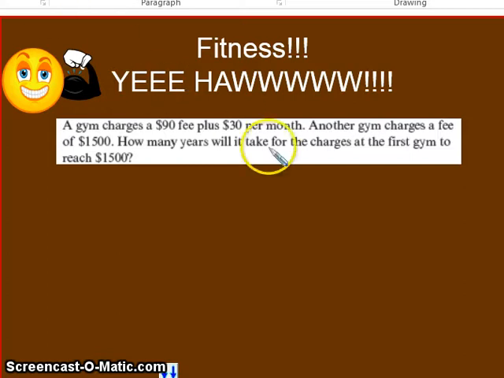Okay, now the question says how many years will it take for the charges to reach $1,500, but they don't actually give us the yearly charge. But we can figure out the yearly charge. If they charge $30 per month, and there are 12 months in a year, every year we'll pay 30 times 12. So that would be $360 in monthly charges per year.